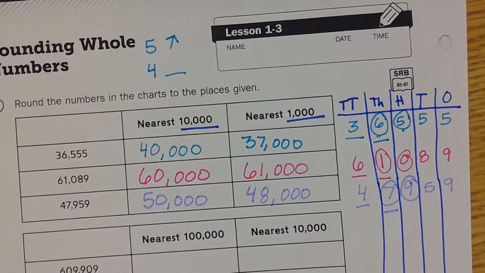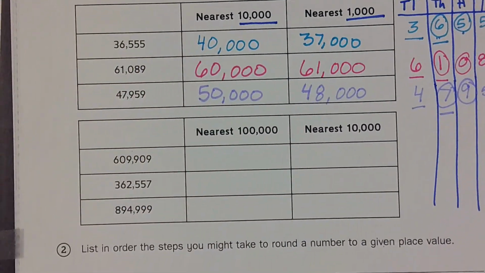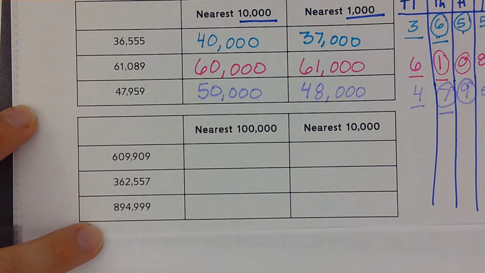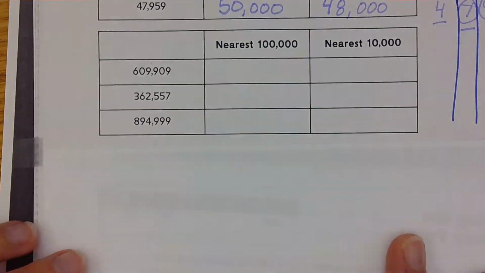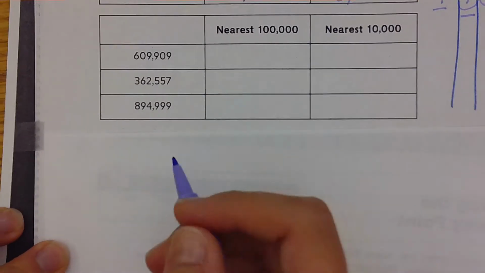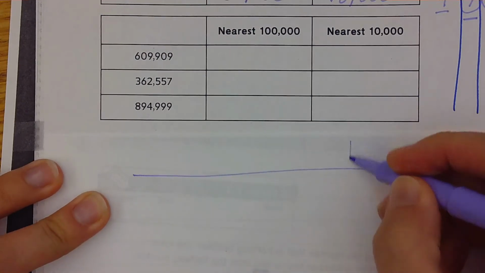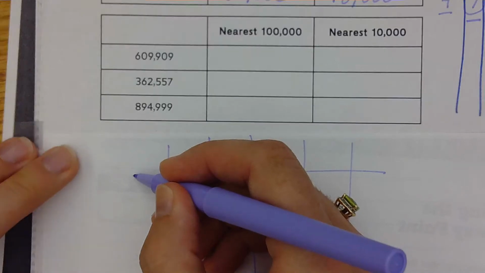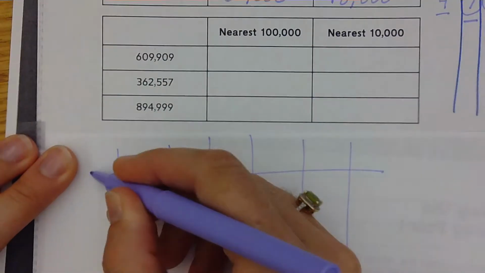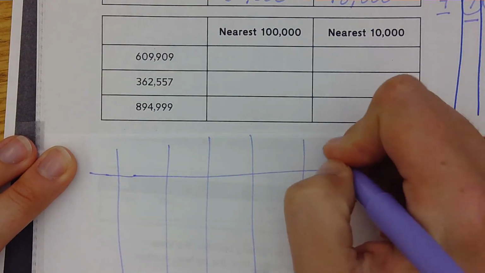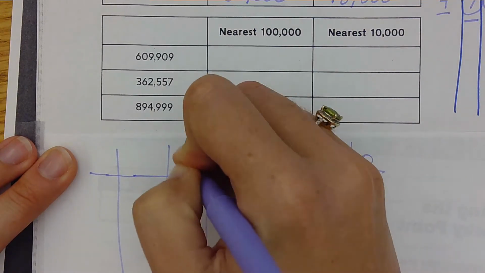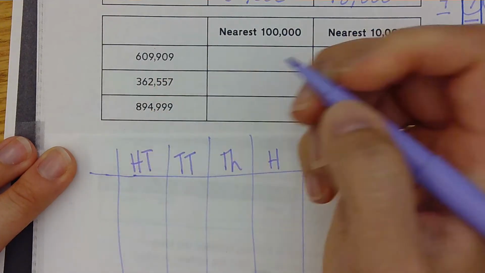All right, so we're going to go ahead and come down here, and we are going to work on this next one. And again, this isn't in your book. These are just example problems. So I'm going to scroll this up here. I'm going to make a new chart. The ones place, tens, hundreds, thousands, 10,000s, 100,000s.